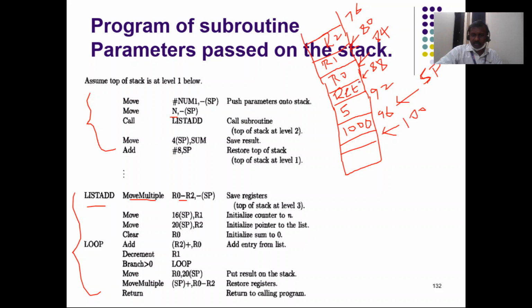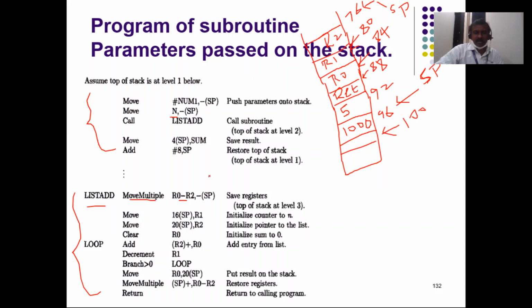When the return address is pushed, this is now the stack pointer. Now the stack pointer is pointing to 76. When the return address is there, it is 88. So R0 is at 88 minus 4, which is 84. Then 84 minus 4 is 80 for R1, and 80 minus 4 is 76 for R2.